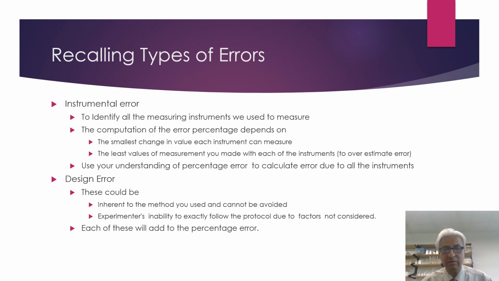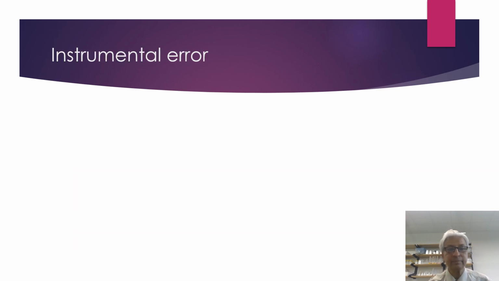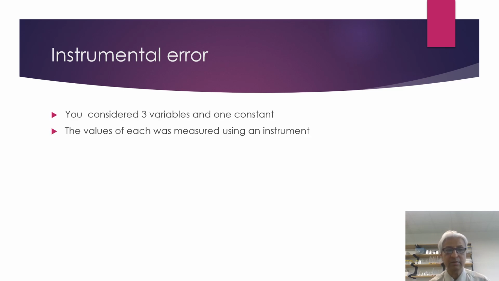Each of these will add to the percentage error, and they become more relevant when they exceed the corresponding instrument error. In this particular case, most of them will exceed the instrumental error. The instrumental error, as we already talked about: you consider three variables and one constant. The value of each was measured using an instrument. List these instruments which contributed to the errors.